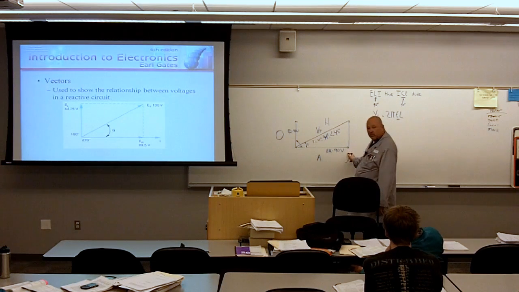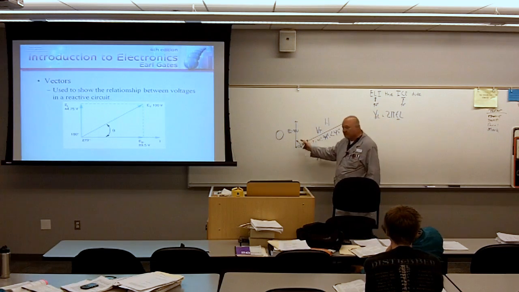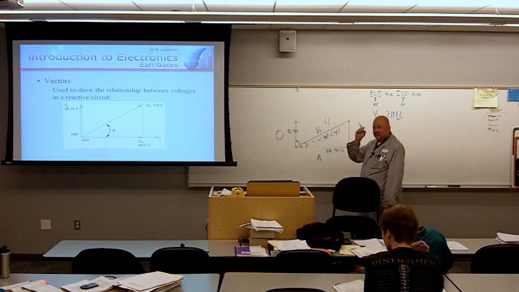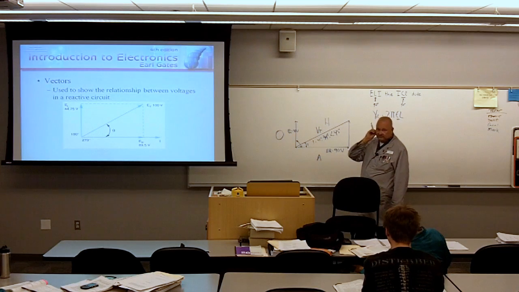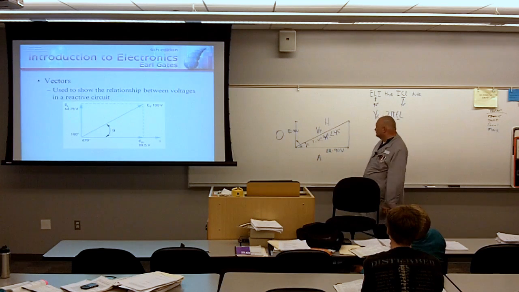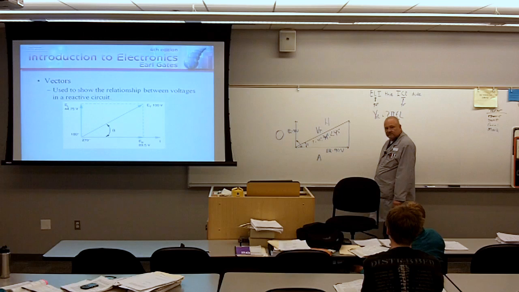I got 90 volts voltage drop across my resistor. I got 45 volts across my inductor. I got half of this. Half my voltage is across the inductor. Now, what is the total voltage in this circuit? Give me a guess on what the total voltage is in this circuit. VT.